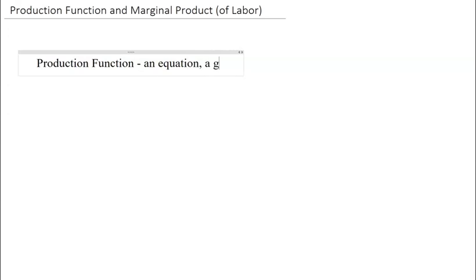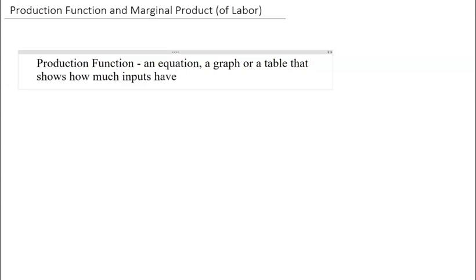Today we're going to learn about production function, what it is, and we're going to look at marginal product, but we're mainly going to focus on marginal product of labor. So a production function can be an equation, a graph, or a table that shows how much inputs have been used to produce output. So it can be an equation.